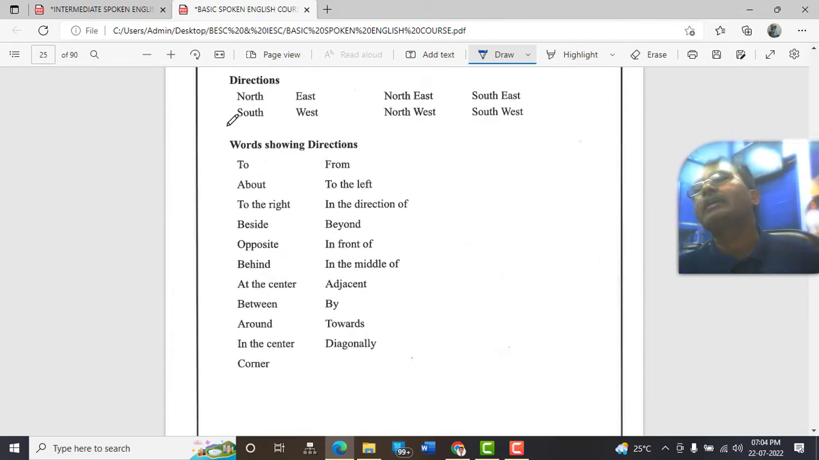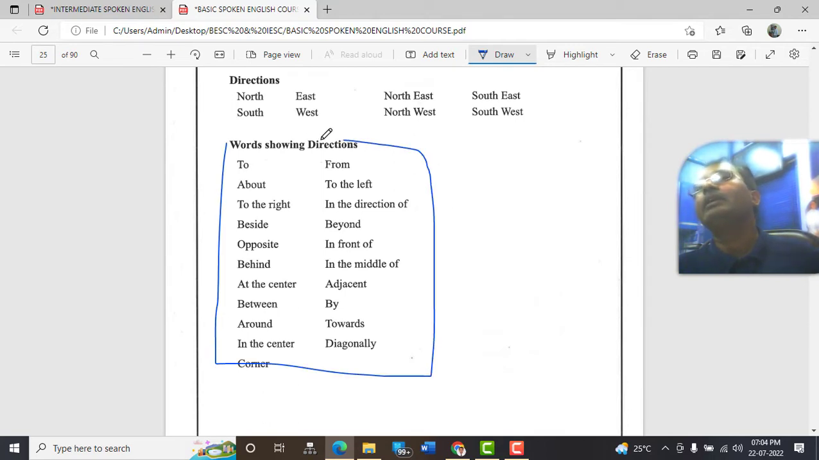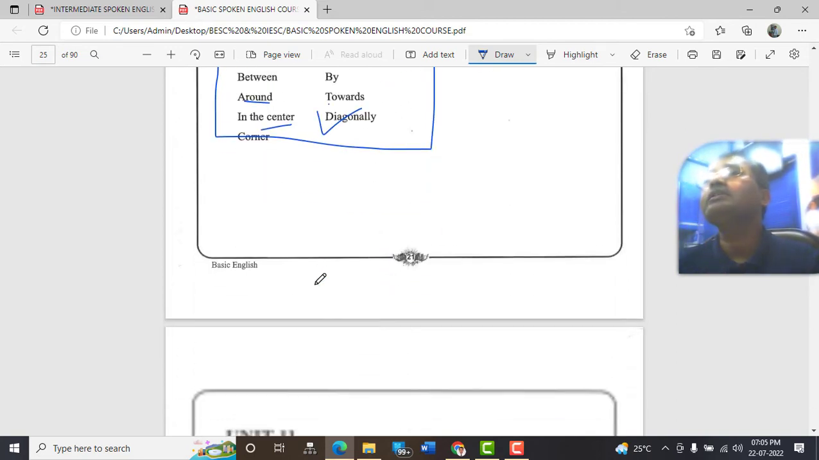Words showing direction. Whenever you are giving an address, you should be comfortable in saying diagonally. If you don't remember diagonally, if you say directly opposite, they will say, what is this, Mr. Malik? You should have told me it's diagonally opposite, na? You just told opposite. I got confused. You should know how to express it perfectly. That makes a lot of difference. In the center, around, go towards, between, by, all these are important.